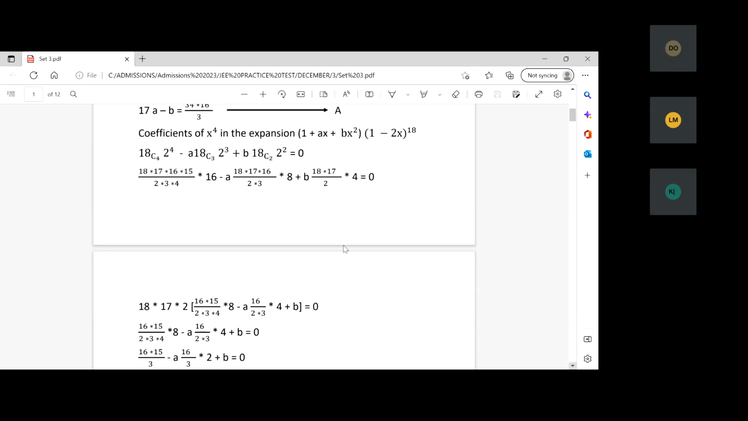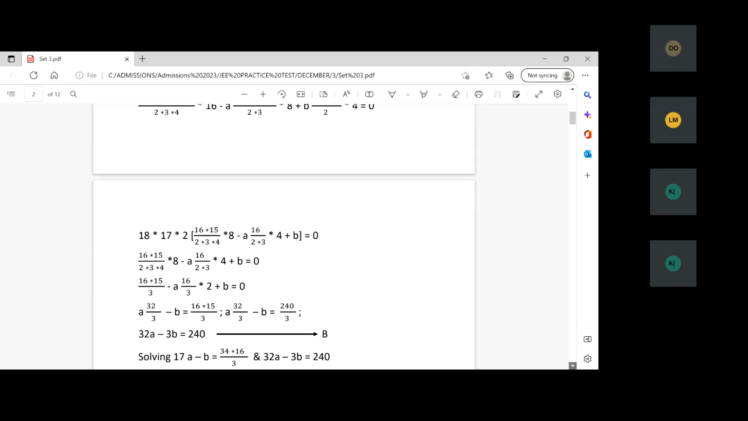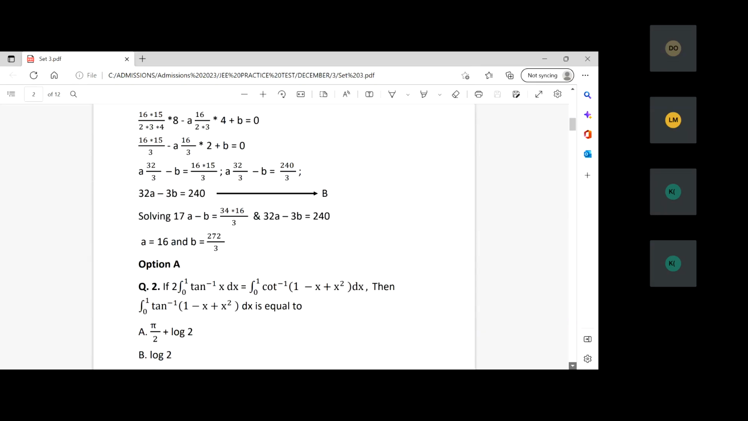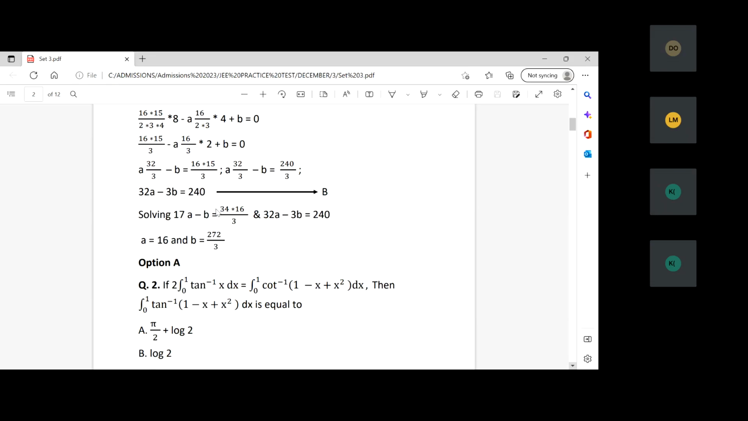Same thing has to happen here. You need to equate the coefficient for x raised to 4. Once you equate, you will have another equation with two unknowns a and b. Once you have the two equations, you can simply solve them and you will get the values of a and b. So here a is 16 and b is 272 by 3.